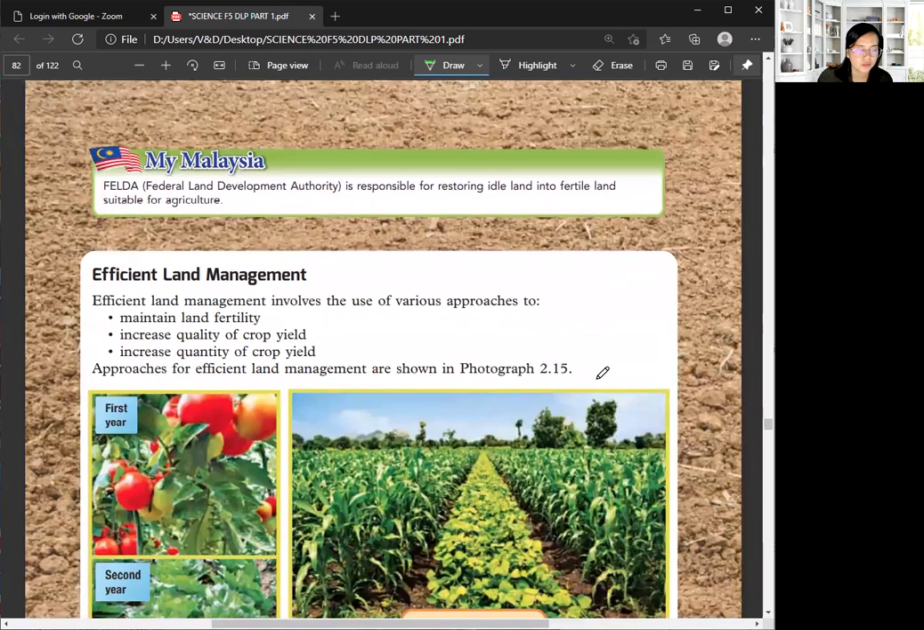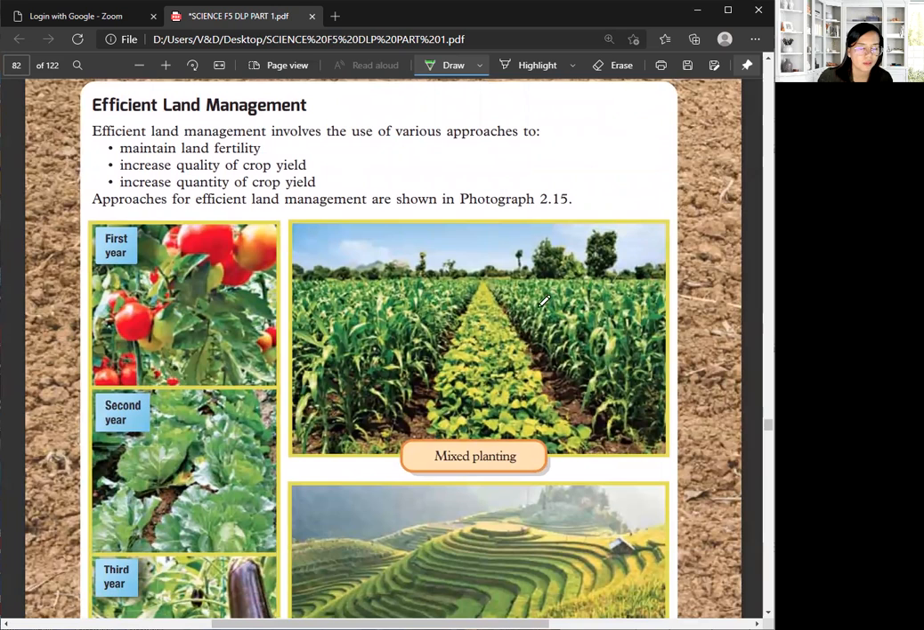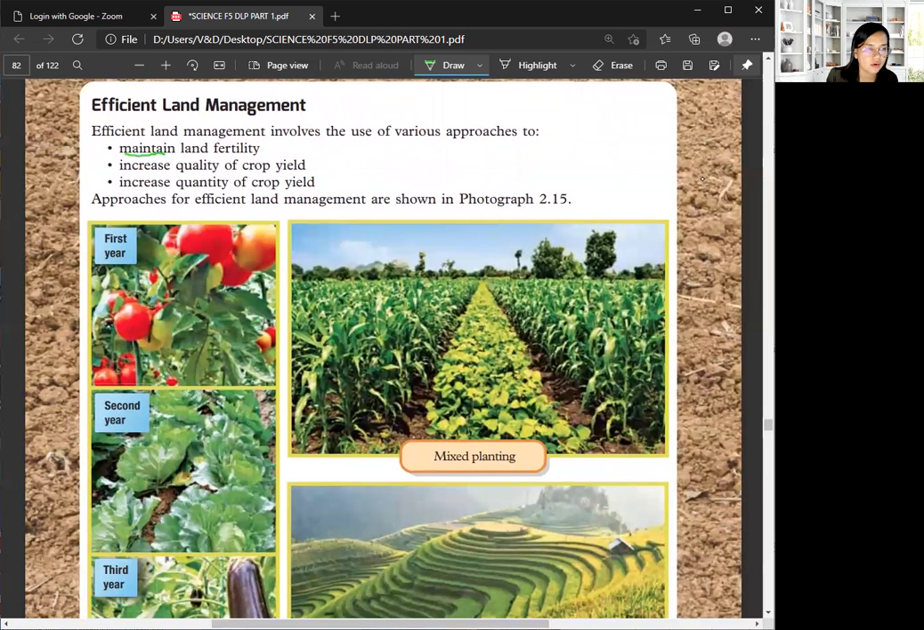Okay, next one, efficient land management. So efficient land management involves the use of various approaches. The first one is to maintain land fertility. The second one is to increase quality of crop yield. And the third one is to increase quantity of crop yield. So the first one, maintain land fertility, mengekalkan kesuburan tanah. Increase quality of crop yield, meningkatkan kualiti hasil tumbuhan, hasil penanaman. And increase quantity of crop yield.